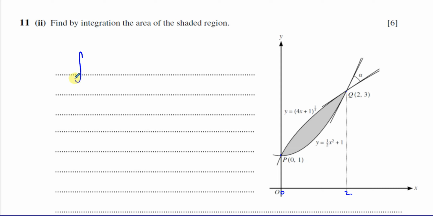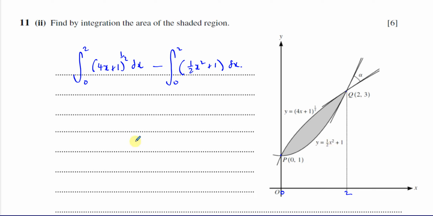We're going to find the area under the curve (4x plus 1) to the power of a half with respect to x. If I integrate this between these two points, it will tell me the area under this curve. I'm going to take away from that the area under the other curve, which is below it, between 0 and 2 again, a half x squared plus 1 with respect to x. That will give me the area between them.